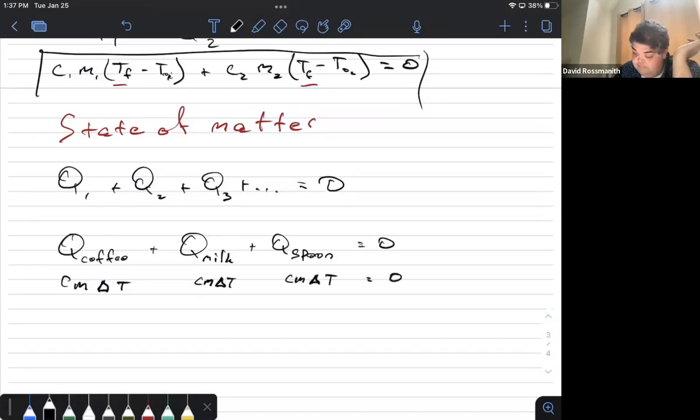Okay. And so at this point, you would say, what is it I'm trying to find? In this problem, I want to know what's the final temperature. So TF would be the unknown.